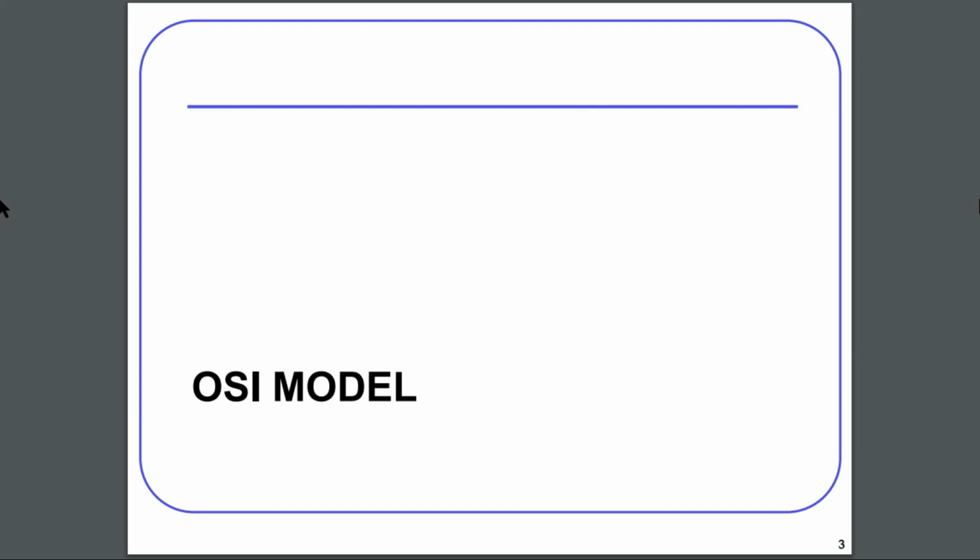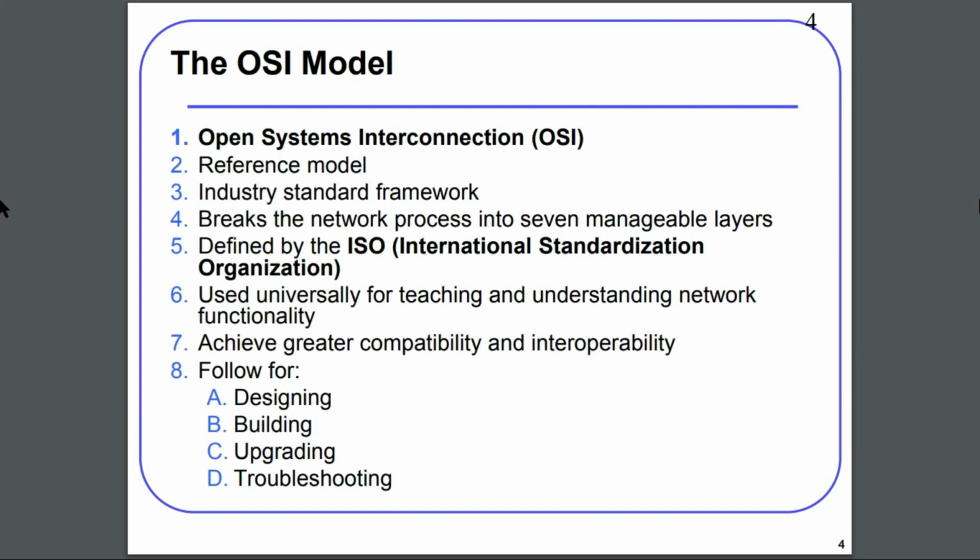So what is the OSI model? The OSI model is Open Systems Interconnection. This is a reference model, an industry standard framework. It breaks the network process into 7 manageable layers defined by the ISO, the International Organization for Standardization, used universally for teaching and understanding network functionality, achieving greater compatibility and interoperability. Follow it for designing, building, upgrading and troubleshooting.